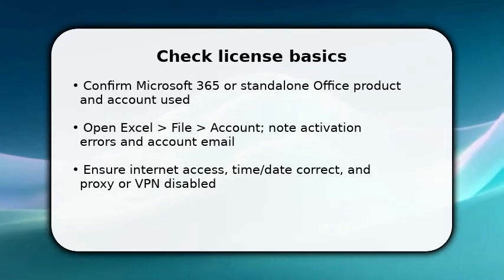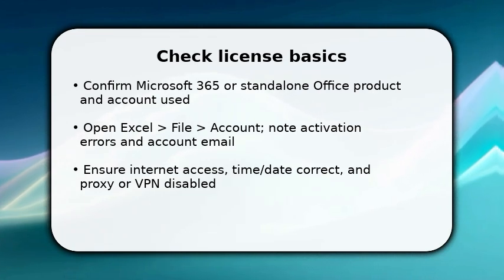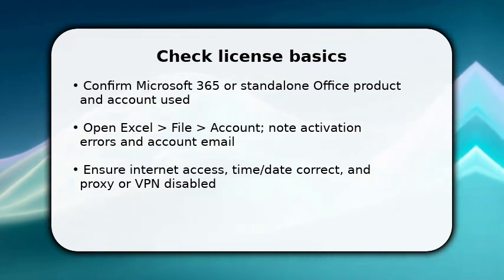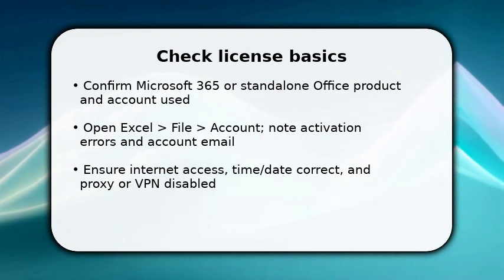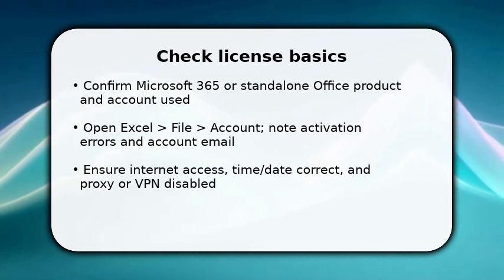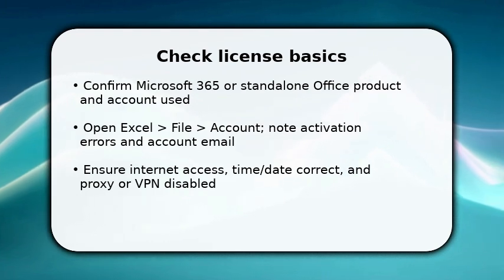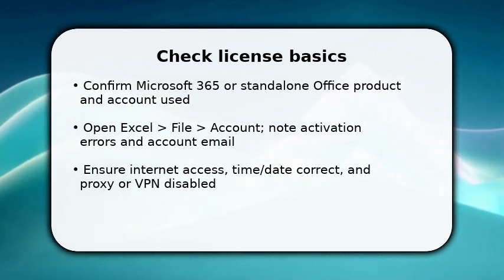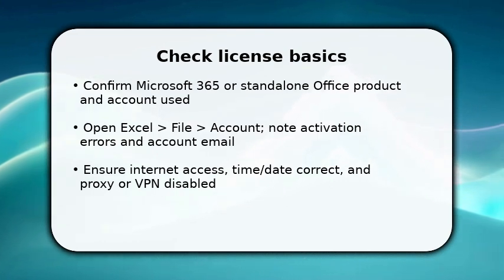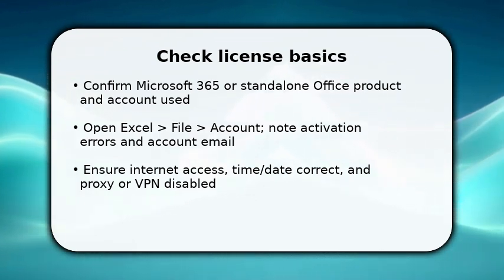You start by verifying the license source, Microsoft 365 subscription versus a one-time Office purchase. Open Excel, go to File then Account, and note the exact error text and the signed-in email. Once done, make sure your PC has working internet, correct system time, and no VPN or proxy that blocks activation. You do this because activation contacts Microsoft servers. If network or account mismatches exist, the product will remain unlicensed, and you'll need the correct credentials or connectivity to proceed.